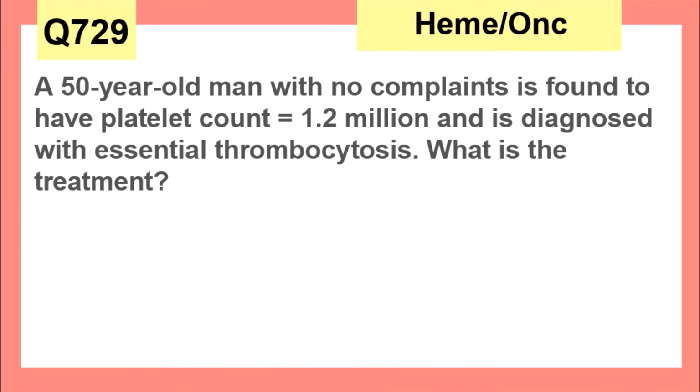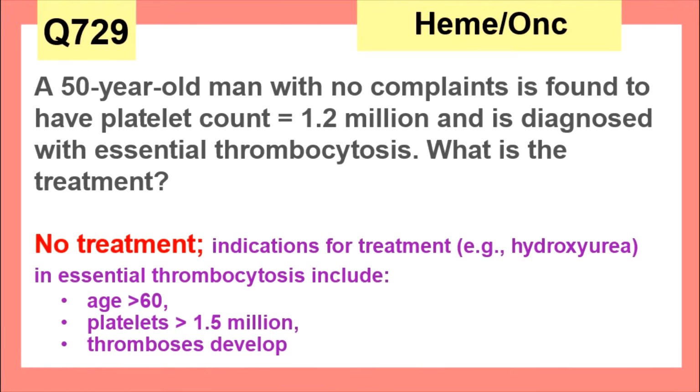729. A 50-year-old man with no complaints is found to have a platelet count of 1.2 million and is diagnosed with essential thrombocytosis. So what's the treatment? Actually, when it's 1.2 million, it's fine as long as the patient is asymptomatic. It's not a problem. Indications for treatment include older than 60, platelets more than 1.5 million, and thrombosis developing. So we give hydroxyurea to patients with this condition.